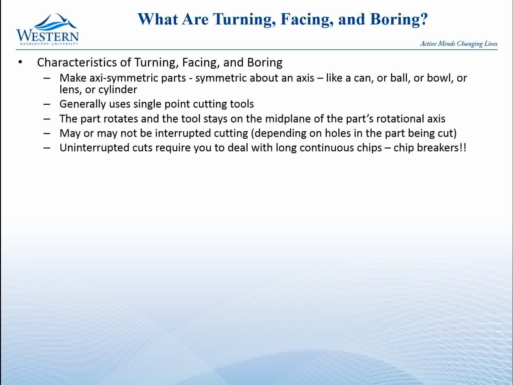So a can or a ball or a bowl, anything where you could take a shape and rotate it around an axis to get the shape that you're cutting. Generally, we use single point cutting tools. So instead of having a milling cutter where we'll have 5 or 6 teeth, we have a single point. And generally, the part rotates and the tool stays in the midplane of the part's rotational axis. So we have the part rotating now.